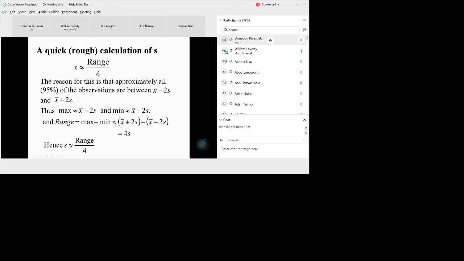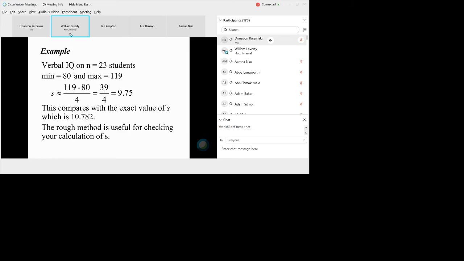I would use this formula not to compute s, but to check your computations for s. Should be the same. So for example, for verbal IQ, the range was 39. 39 divided by 4 is 9.75. The exact value for s is 10.782, which is close to 9.75. The rough calculation is very useful for checking your calculation.